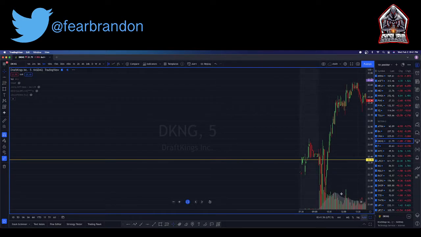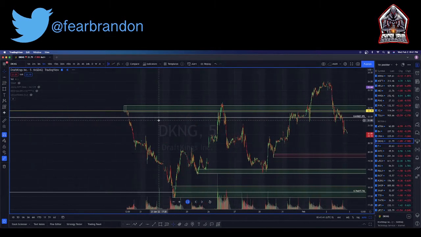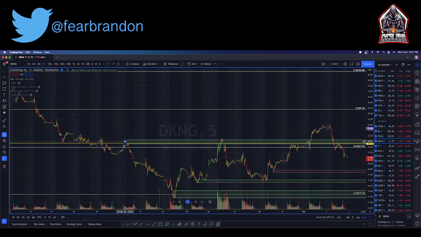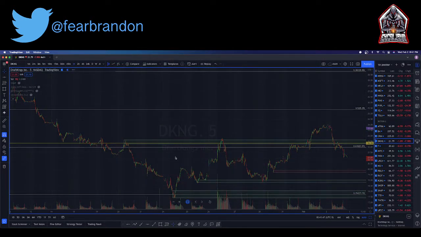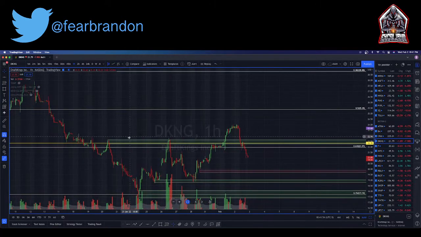DraftKings. DraftKings already has some zones marked up. Right here, we'll stick with the hour on DraftKings. And right here, we had a huge sell-off. I'm going to take this right here. Eventually, we came back up into the zone. We broke above a little bit, and then we sold off again. Came back up, definitely consolidating. We broke above.